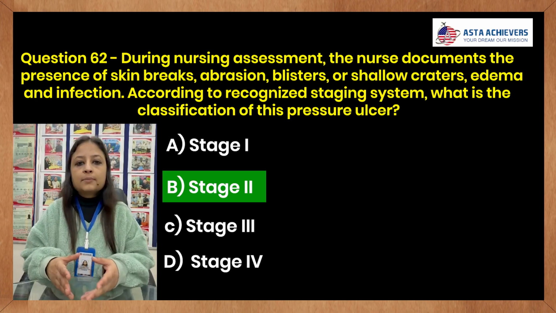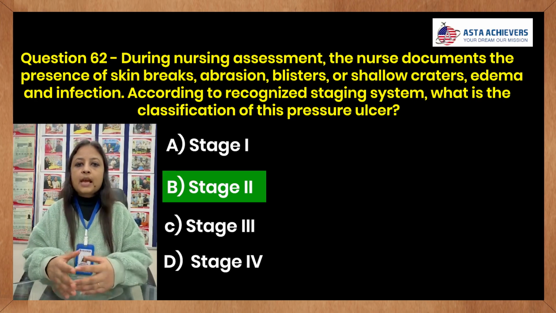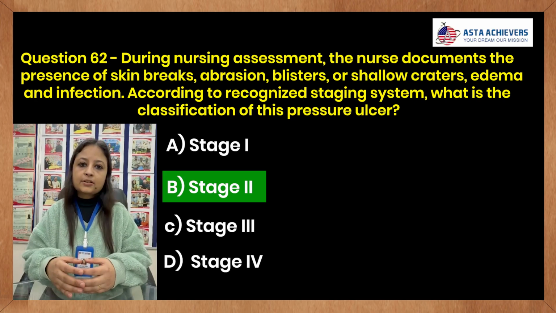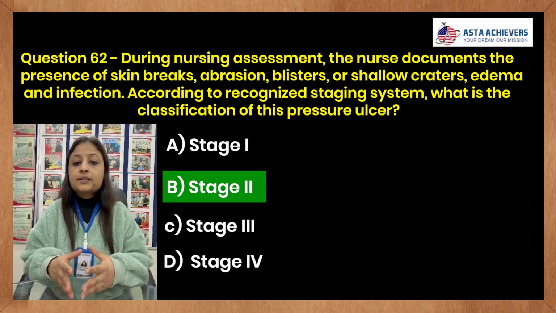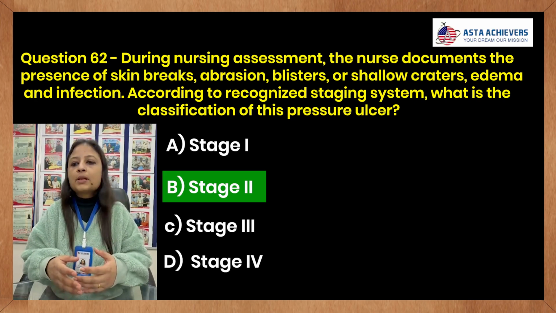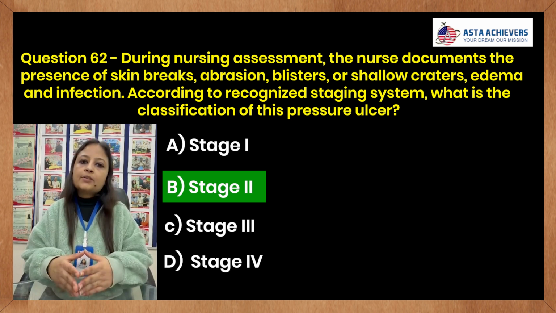So option B, stage 2 is the correct answer, because as you know, in case of a stage 1 pressure ulcer, skin is intact with the presence of some redness, and in case of stage 2, a shallow open ulcer, blister or abrasion is there. In stage 3, skin loss extends to the subcutaneous fat, forming a crater, but bone, tendon or muscles are not visible. Or in case of stage 4, deep tissue damage exposing the muscle, bone and tendon.